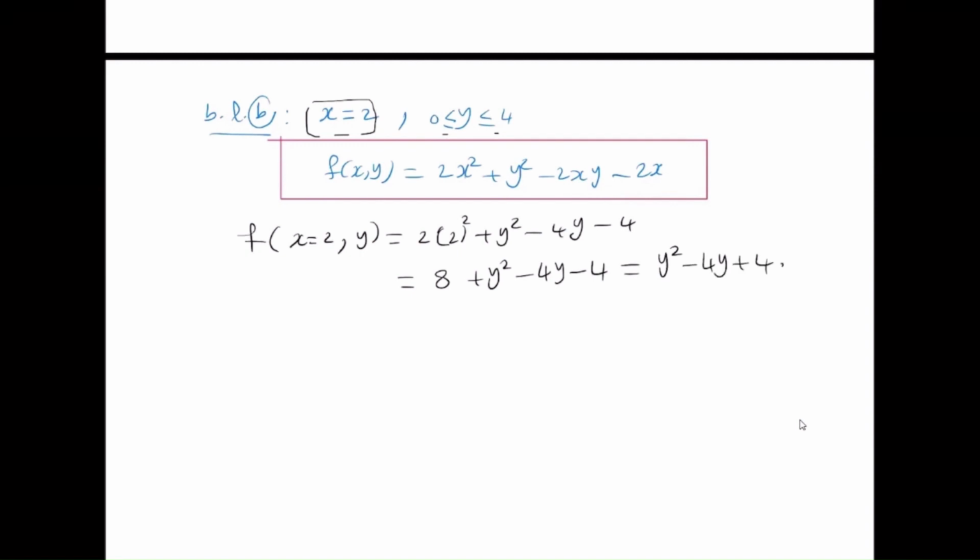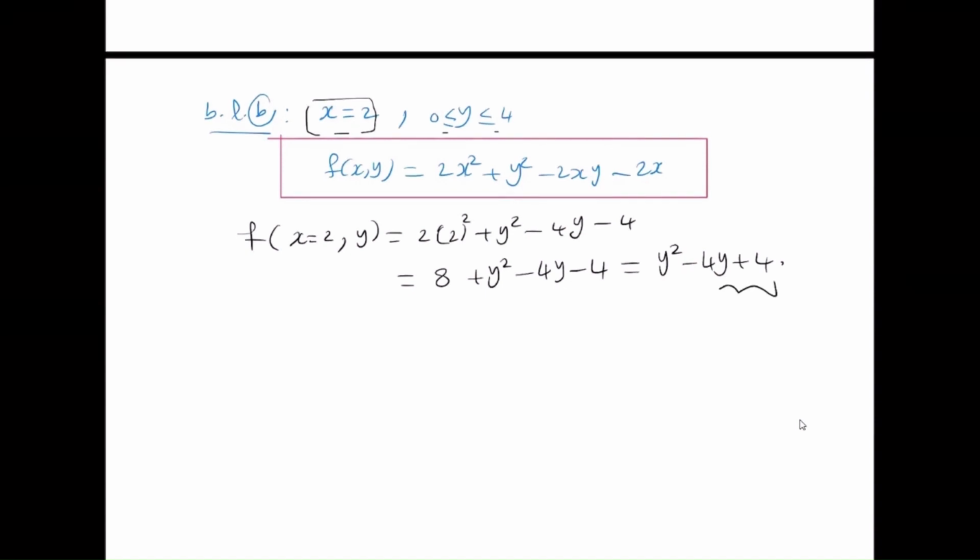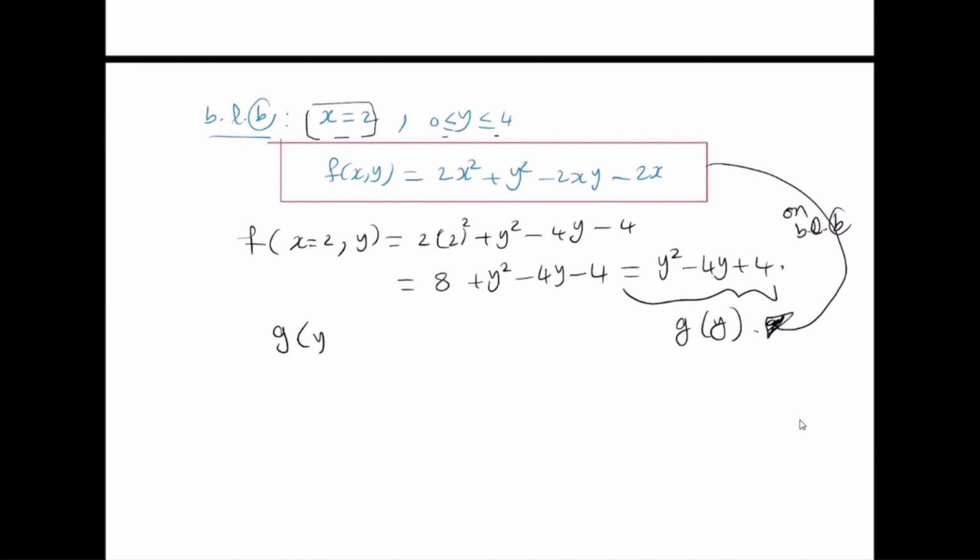Where are the critical points of this function? So the function f of x and y on boundary line B becomes a new function, g of y. The previous boundary line gave h of x. Now we have g of y. How do we find its critical point? Differentiate and equate with 0. So g of y equals y squared minus 4y plus 4.